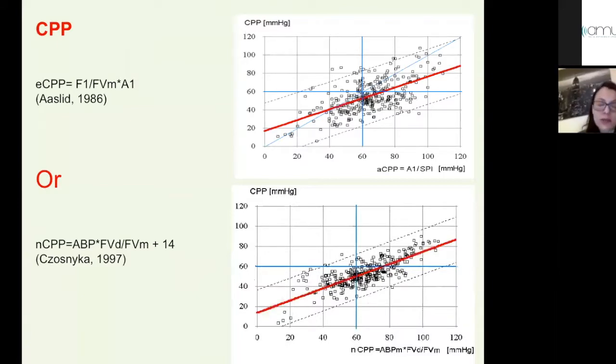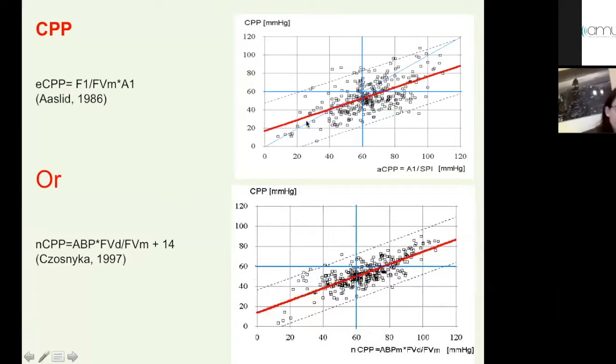Cerebral perfusion pressure. It's very important to assess the cerebral perfusion pressure, because there are many situations where we don't have an invasive intracranial pressure, but we would like to know the value of cerebral perfusion pressure. So using the transcranial Doppler, there are two main methods which have been used to assess the CPP in a non-invasive way. The first one is a method which was developed by Hazlitt, which is this one.